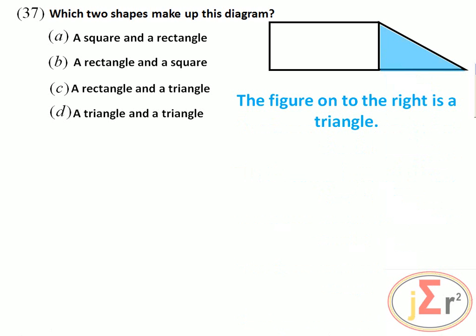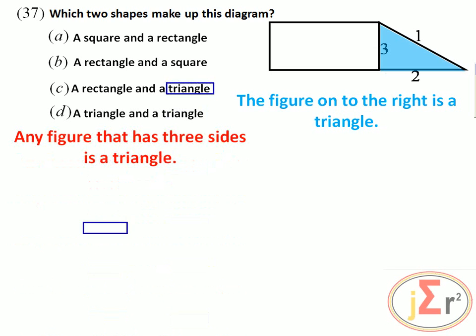The figure on the right is a triangle. How do you know a triangle? It has 3 sides. Okay, first of all, it has 3 sides. So we can count the 3 sides. As long as it has 3 sides, it is a triangle. So we are just making sure that we highlight triangle in all of the options. Any figure that has 3 sides is a triangle.